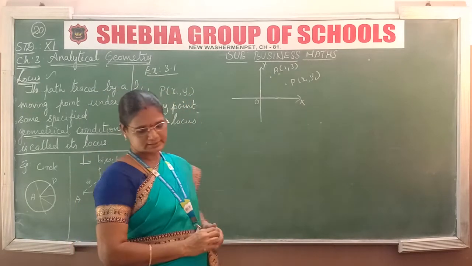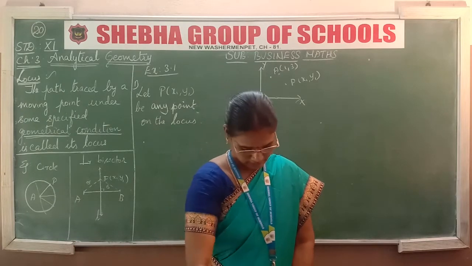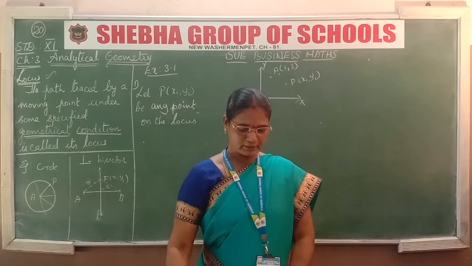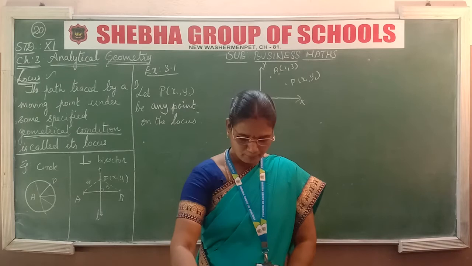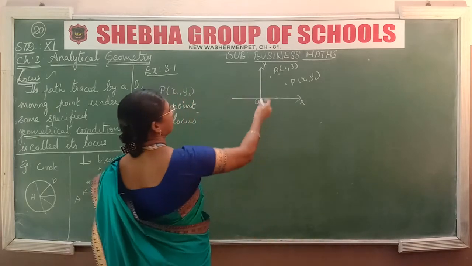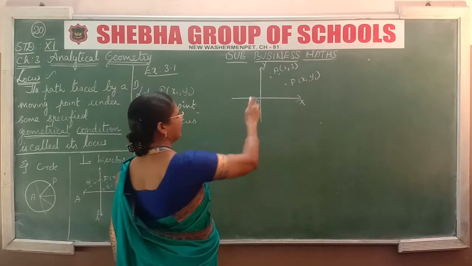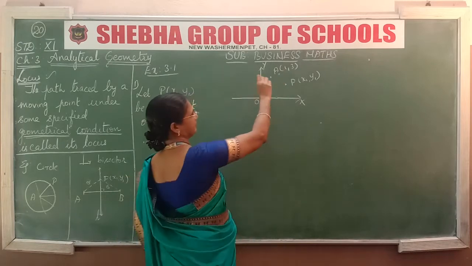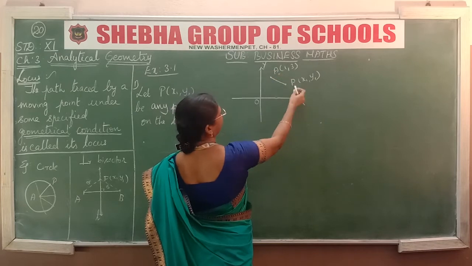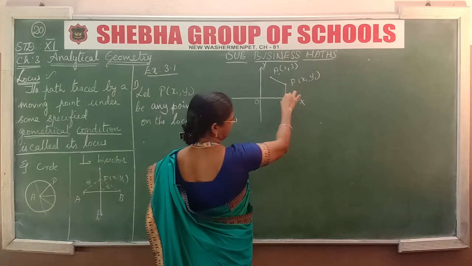Now let us see exercise sums. Exercise 3.1. Take your book at page number 86. The first sum is: find the locus of a point which is equidistant from 1,3 and the x axis. Listen. Take any point on the locus, that is P, x1, y1, and A is the fixed point, 1,3, which is given. That means AP is equal to the distance from the x axis.